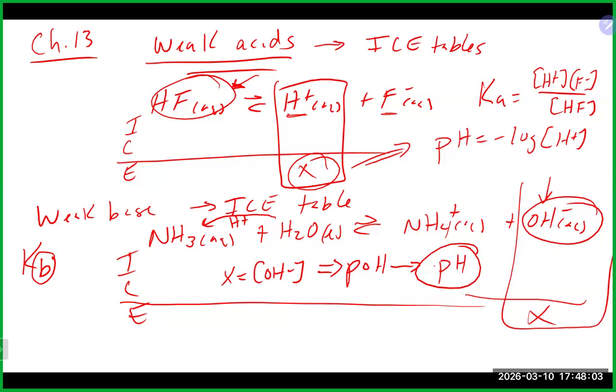Again, two very common errors people make on weak base problems. They write the equation wrong, and then when they do the ICE table, they're in automatic mode of, I got an X value, that's my H plus value, instead of it being their OH minus concentration, and they go into the pH with that rather than the pOH value. Any questions on any of that?